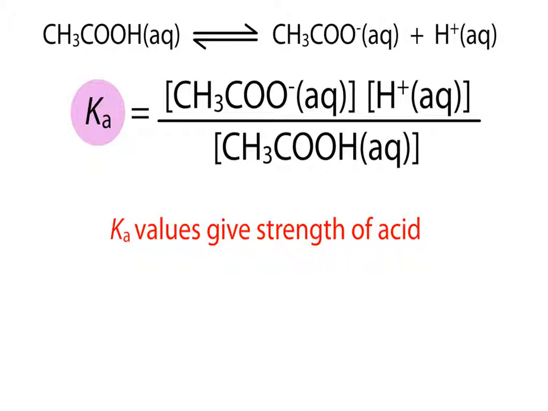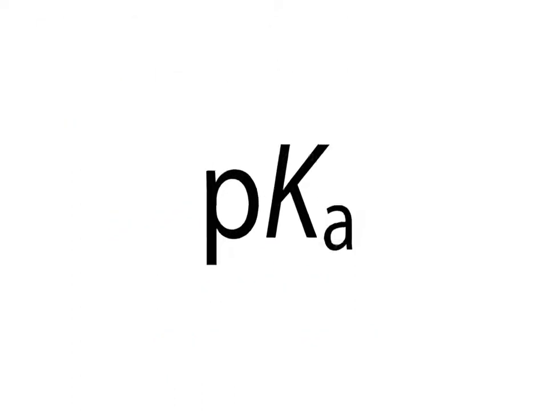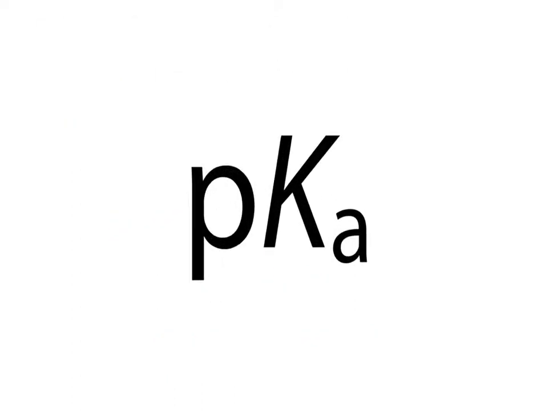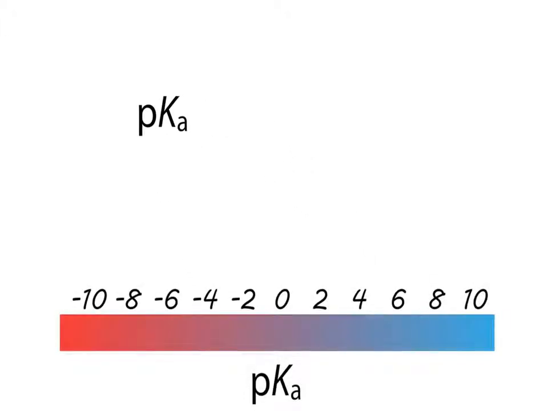Values of Ka for the various acids vary enormously in magnitude, from values that are greater than 1 for strong acids, to values in the order of 1 × 10^-10 for very weak acids like phenol. Often the term pKa is used to describe the strength of acids, and this then allows a scale that has a narrower range and is more convenient for comparing different acids than Ka values. The pKa is the negative of the log to the base 10 of the Ka.